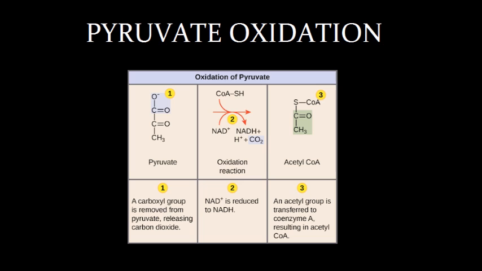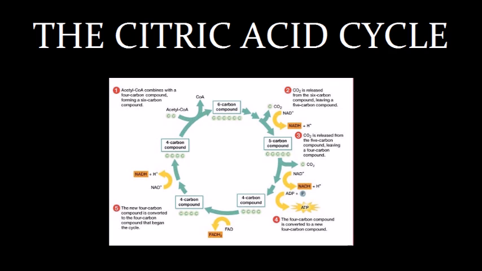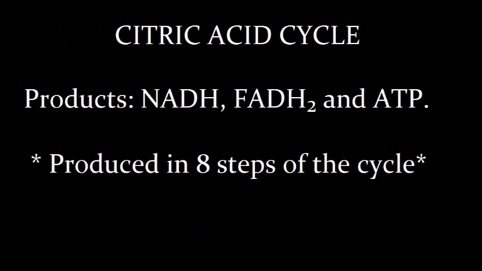Right then, the citric acid cycle or the Krebs cycle is one of the most important steps in cellular respiration. I don't think you understand how crucial this step is, guys. Imagine this, if the entire cellular respiration is a group, this cycle would be the star. That's how important and vital this cycle is. The Krebs cycle produces the molecules NADH, FADH2, and ATP. These products are produced in 8 steps.